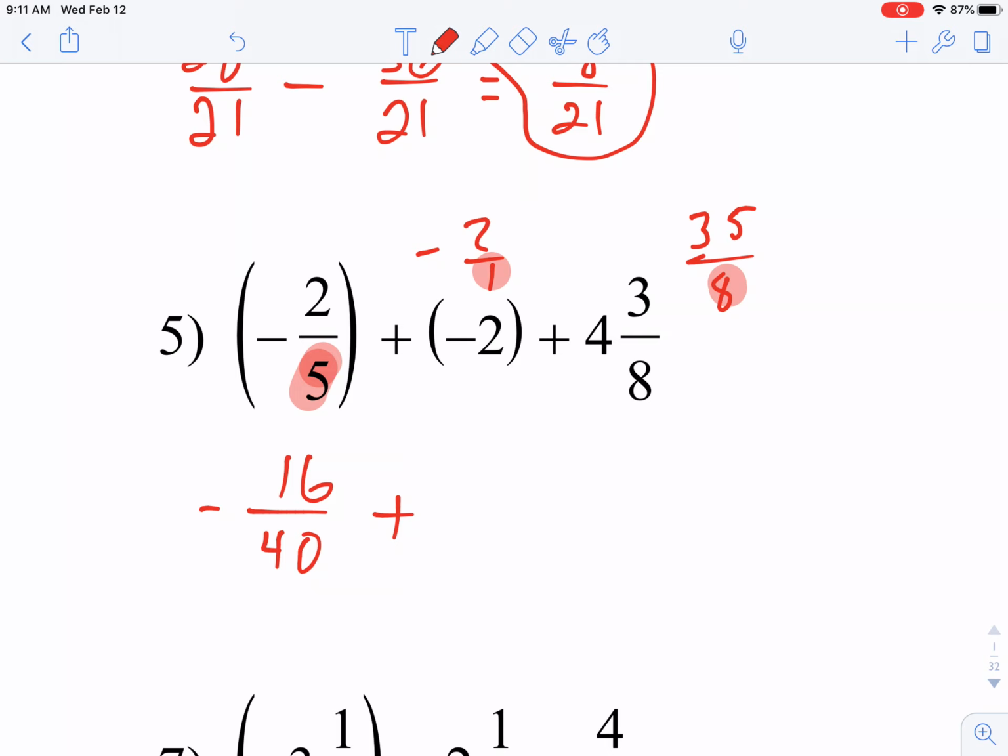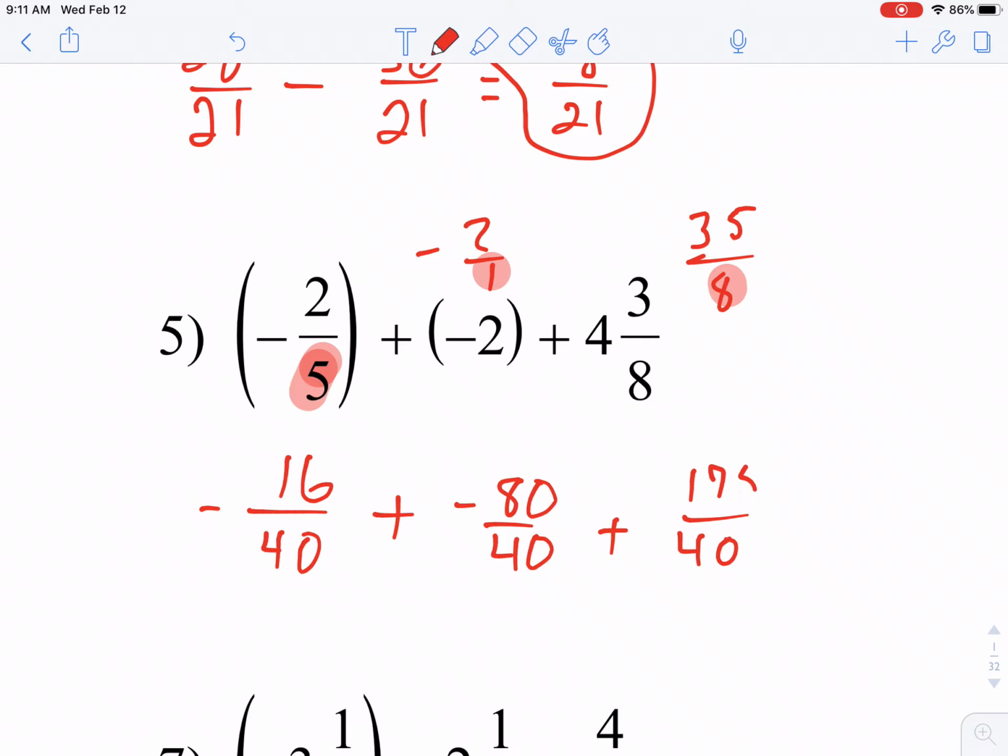Negative 2 over 1. To make 1 equal 40, we multiply by 40. And then 40 times 2 would be 80. Don't forget your negative sign. Bring down your plus sign. And now we've got to multiply 8 by 5 to make it equal 40 on the bottom. 35 multiplied by 5 is 175.